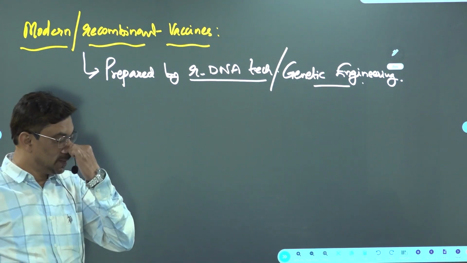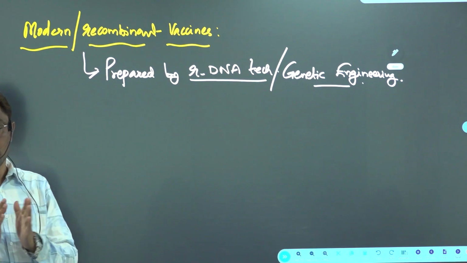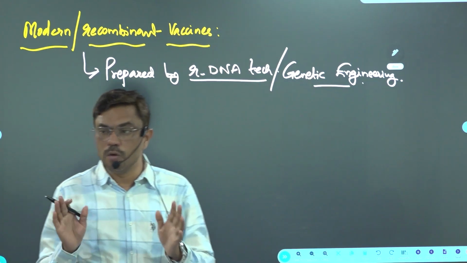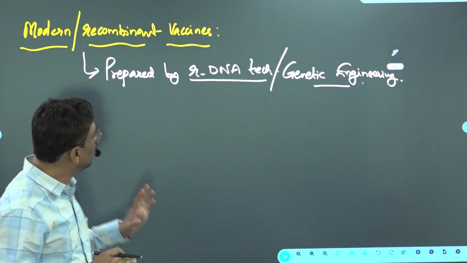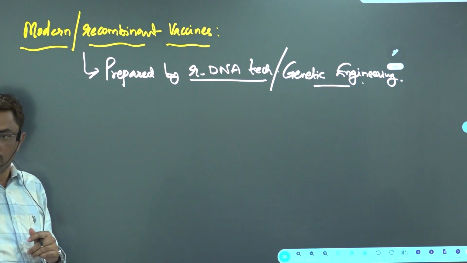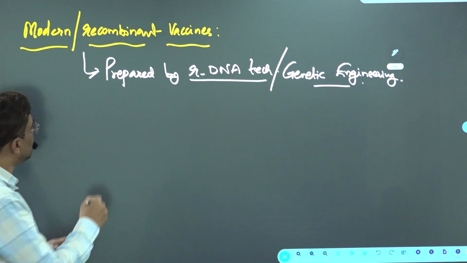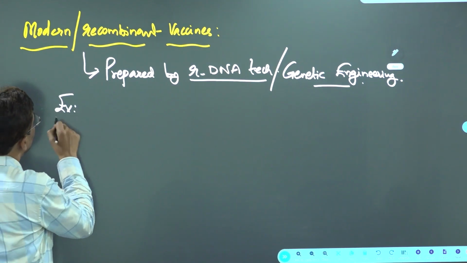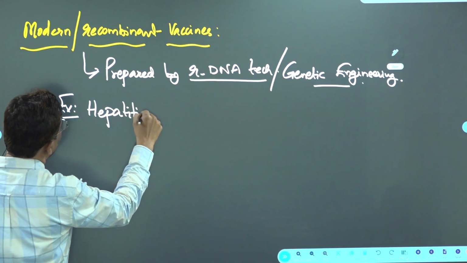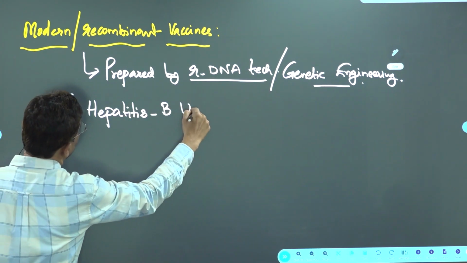So that means in the preparation of traditional vaccines, we use the complete pathogen, the whole pathogen. But here we are not using the whole pathogen. A part of the pathogen which is responsible for the disease can be used. For example, the hepatitis B vaccine.